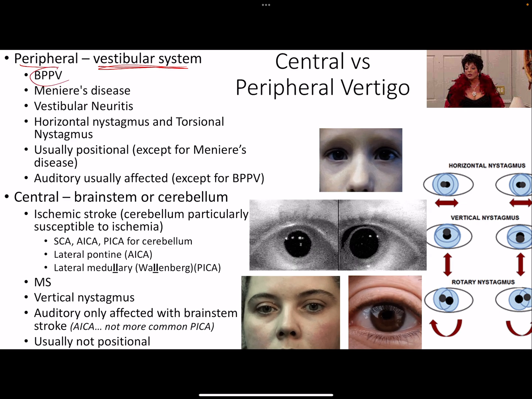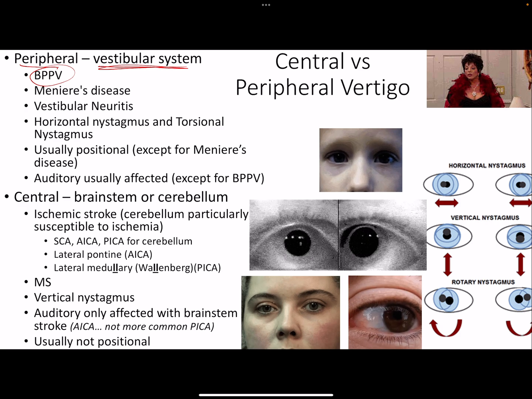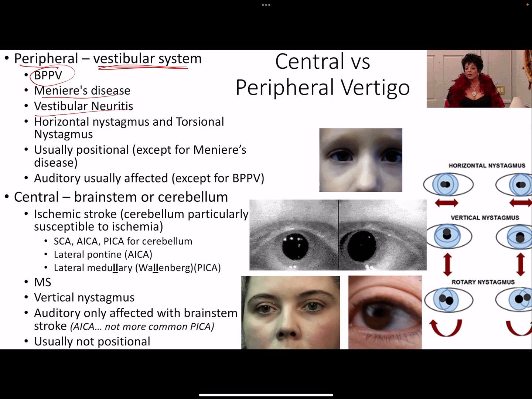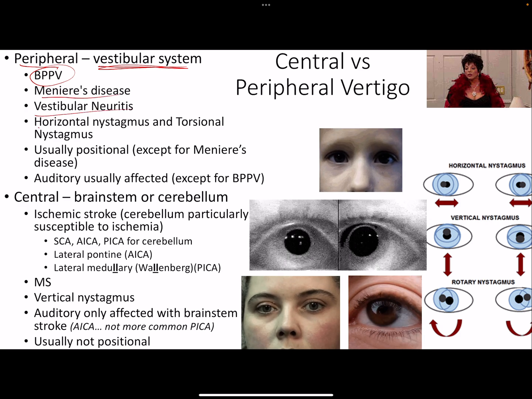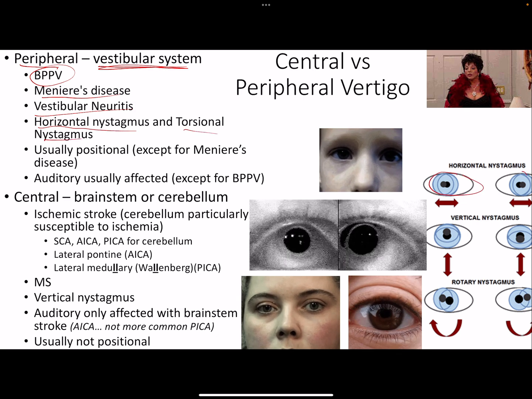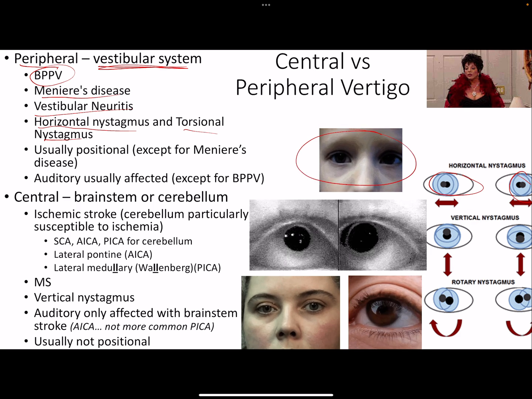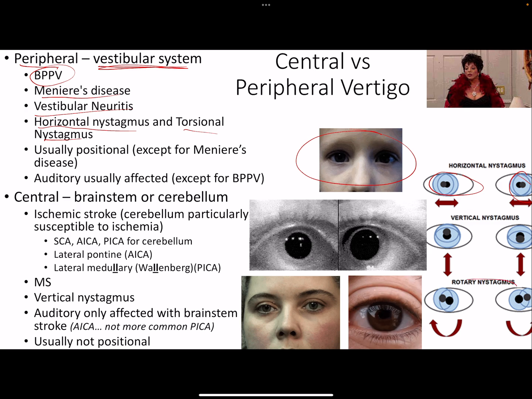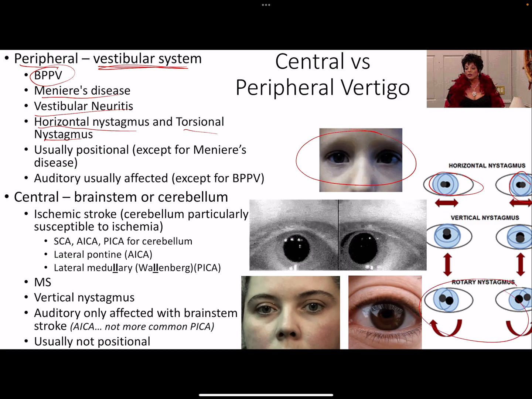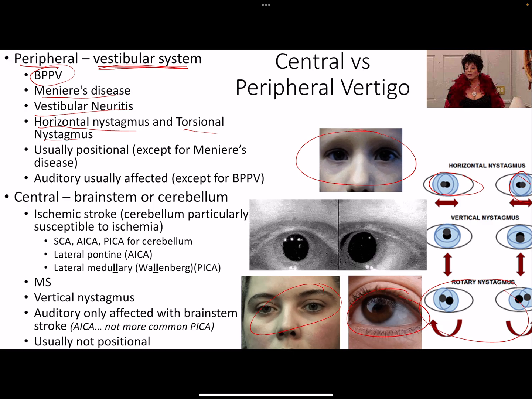We have benign paroxysmal positional vertigo, Meniere's disease, vestibular neuritis, and all of these are going to present with either a horizontal nystagmus or a torsional nystagmus. So here's our horizontal nystagmus. You can just kind of see the saccades as the eyes quickly jerk left, right, left, right, left, right. And here, more complex, like up, down, left, right, diagonal movement, is this rotary nystagmus. So this is going to be peripheral.